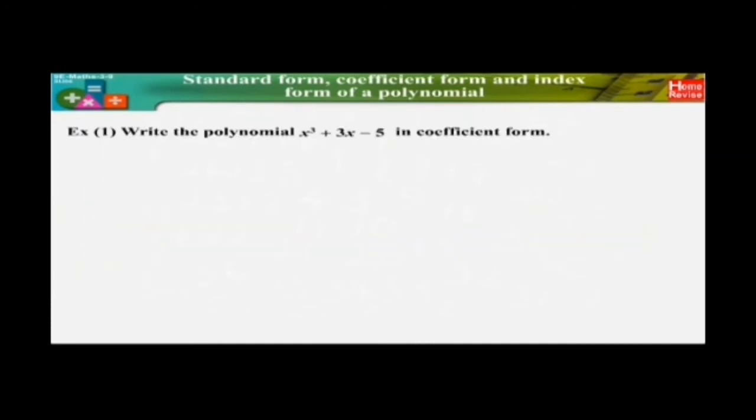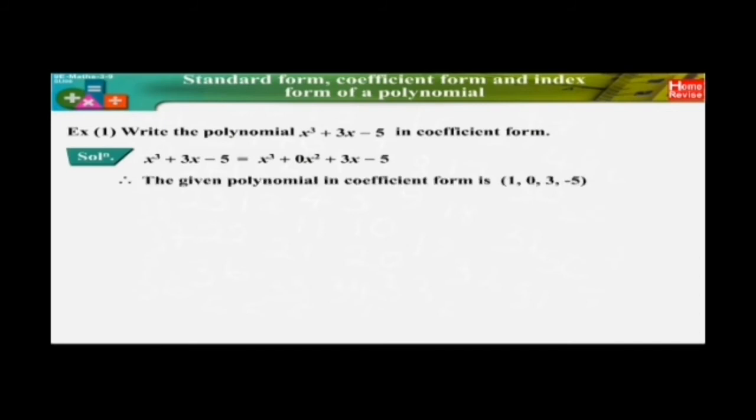Let's consider an example. Write the polynomial in the coefficient form. So we can write it in the index form as x^3 + 0x^2 + 3x - 5. The given polynomial in coefficient form is 1, 0, 3, -5.